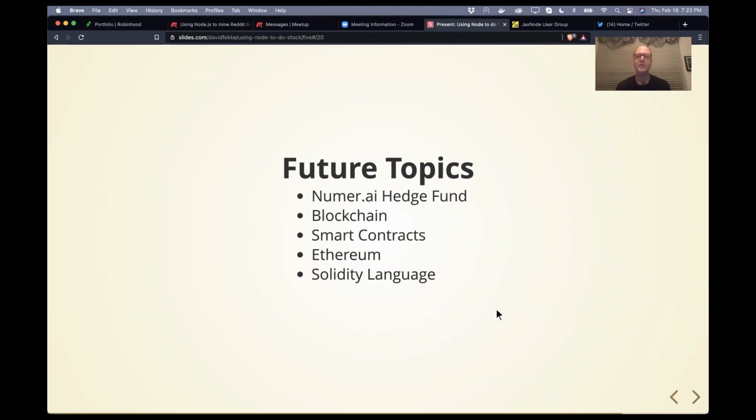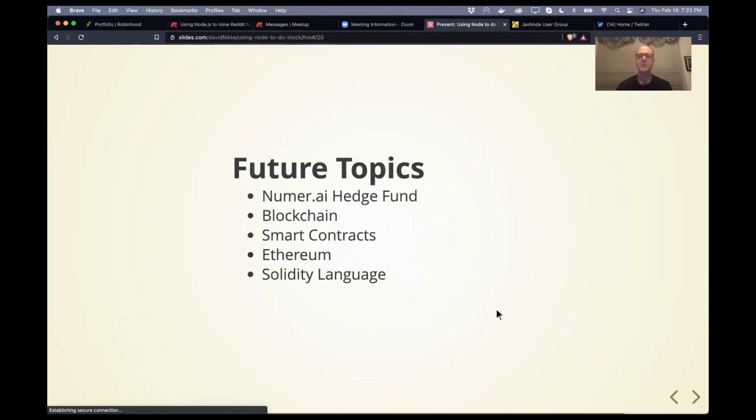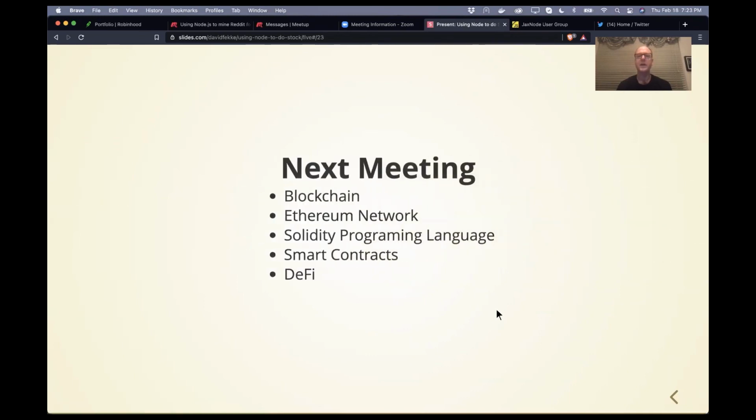Other topics are going to be blockchain, smart contracts, Ethereum, and the Solidity language. Next month, we're actually going to be talking about blockchain, how to program for the blockchain, and how to use the Ethereum network. We're going to get into the Solidity programming language, because that's the language you have to use if you want to be able to write smart contracts.